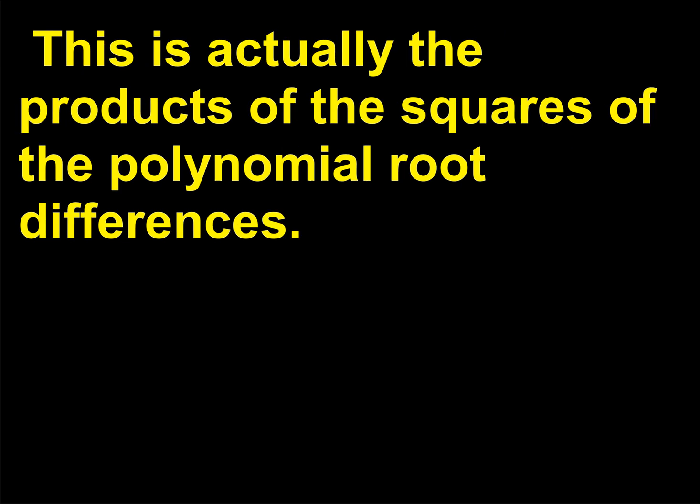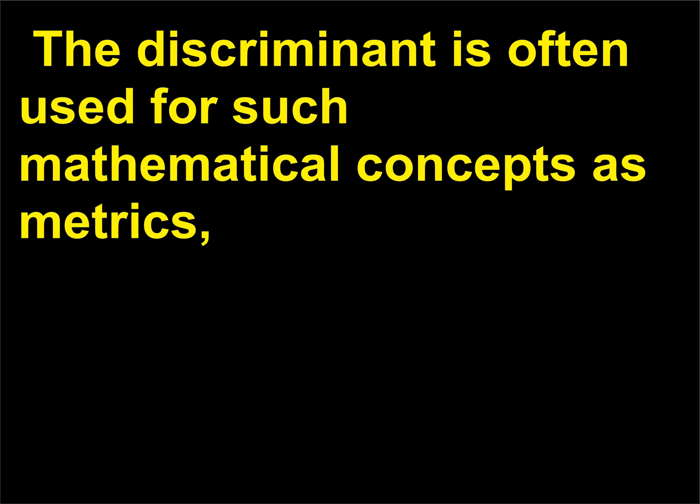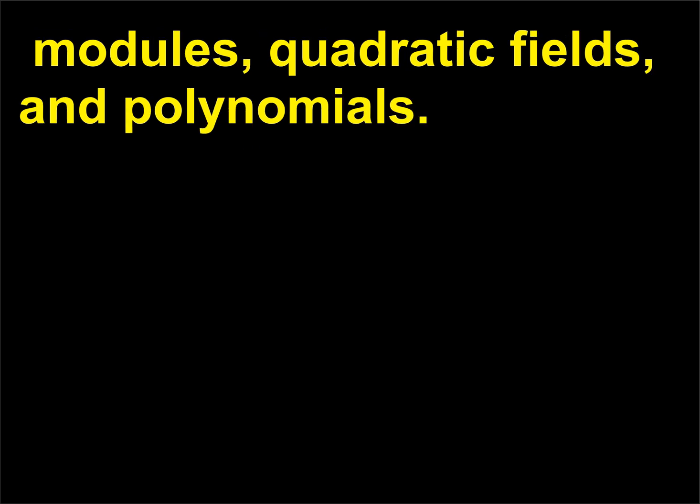This is actually the product of the squares of the polynomial root differences. In other words, this quantity characterizes certain properties of the quadratic's roots. The discriminant is often used for such mathematical concepts as metrics, modules, quadratic fields, and polynomials.